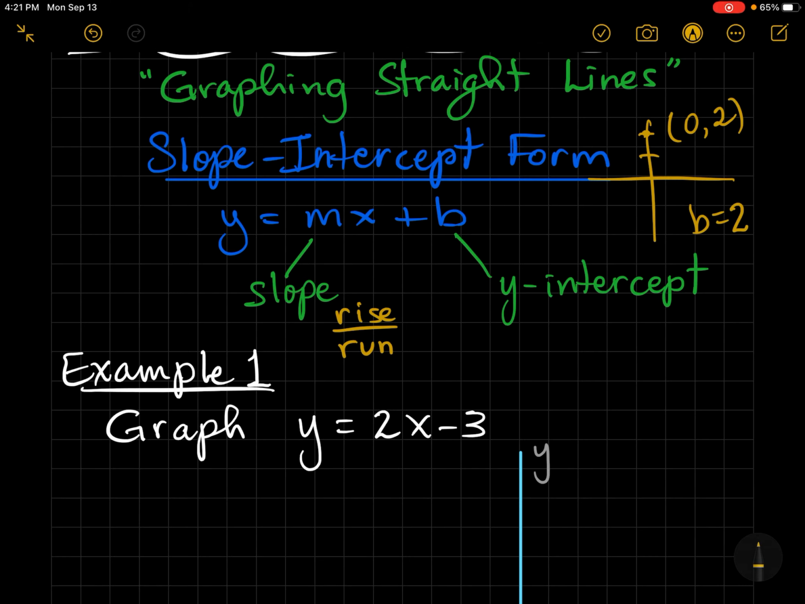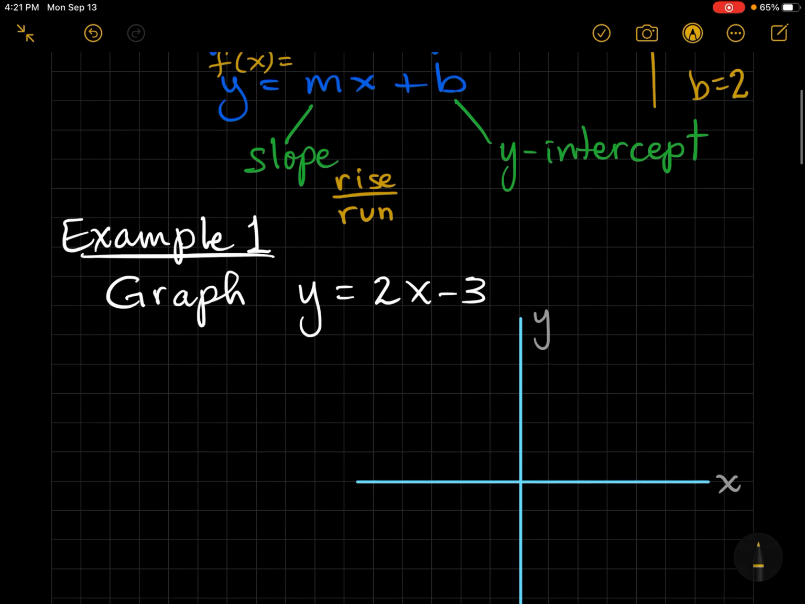Also, in our textbook, you may notice that they use f of x in place of y, but it means the exact same thing.